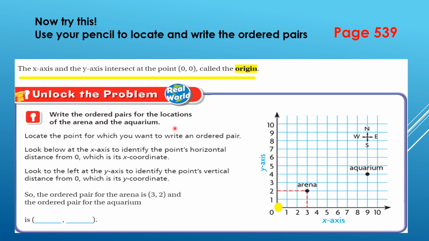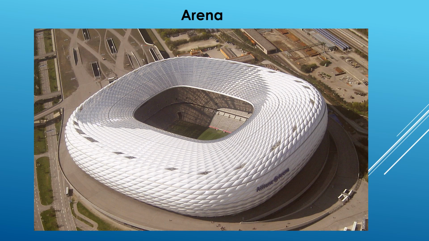The arena and the aquarium, and the book put the points for the arena and the aquarium on this coordinate grid, and they help us with these directions: north, south, east, and west. For you who do not know what an arena is, this is an arena. It's an enclosed place where we have sports activities, football matches, sometimes musical performances. So this is what an arena is.